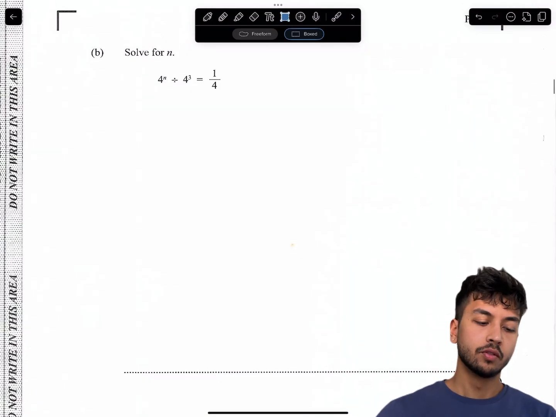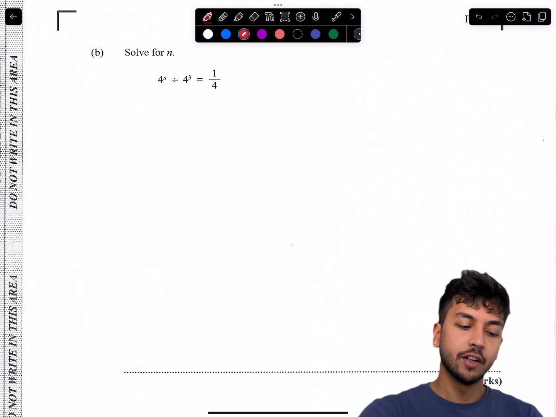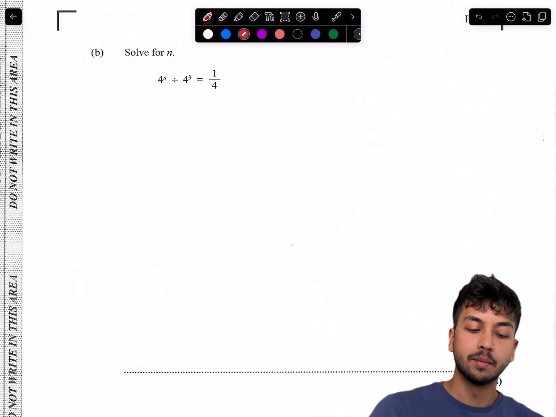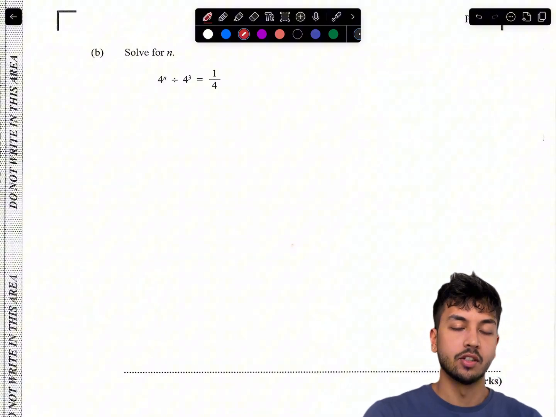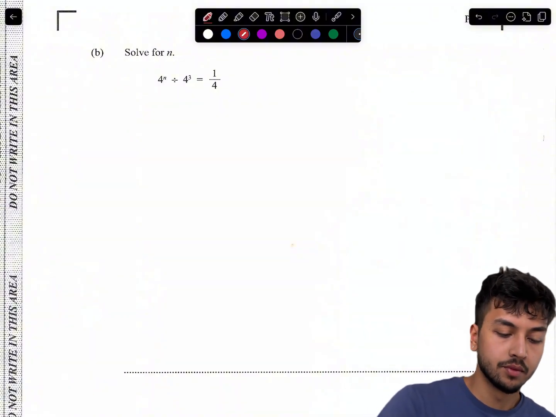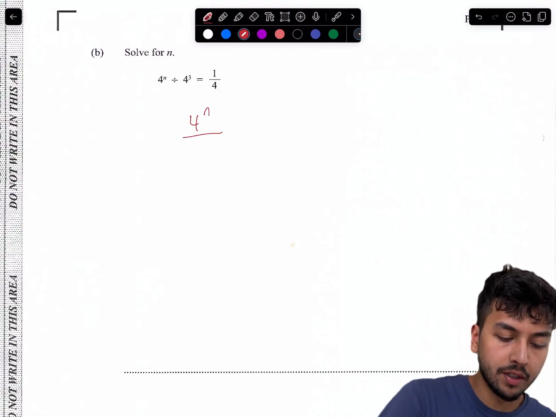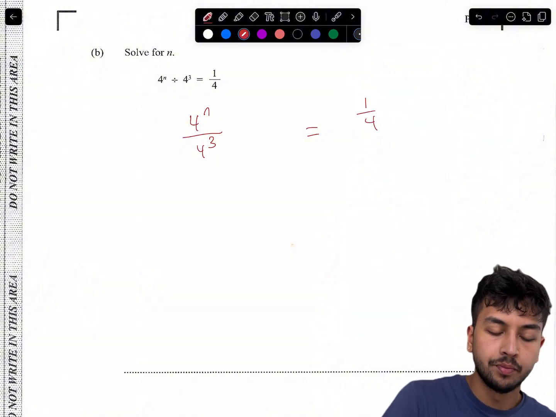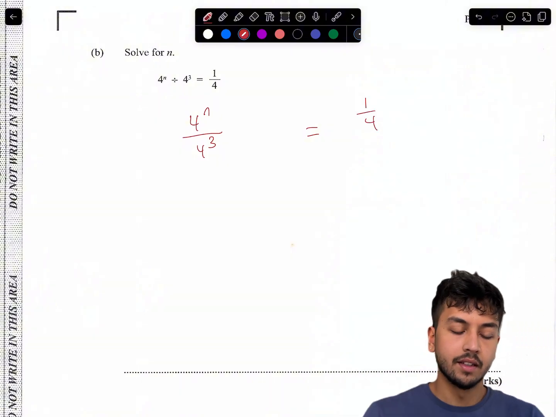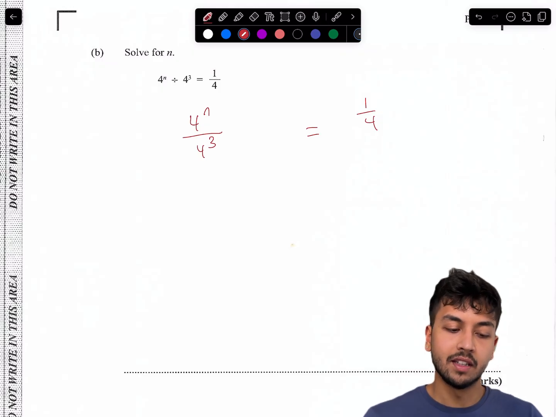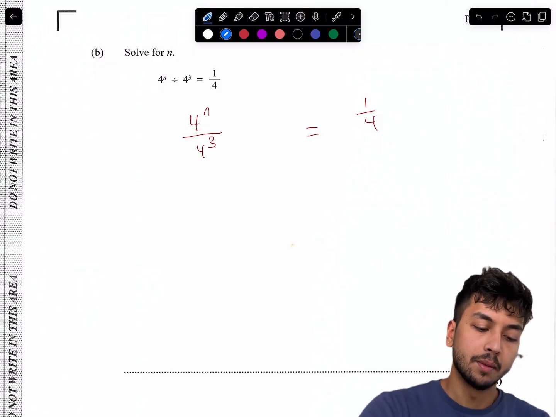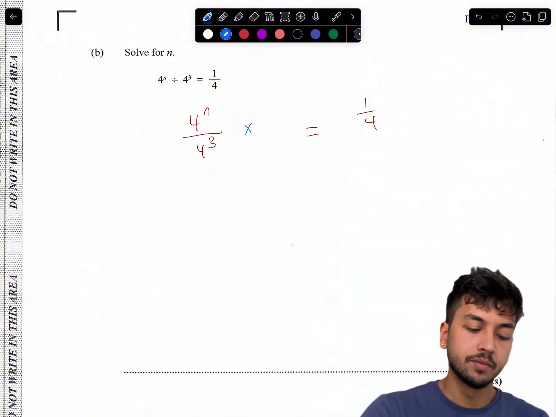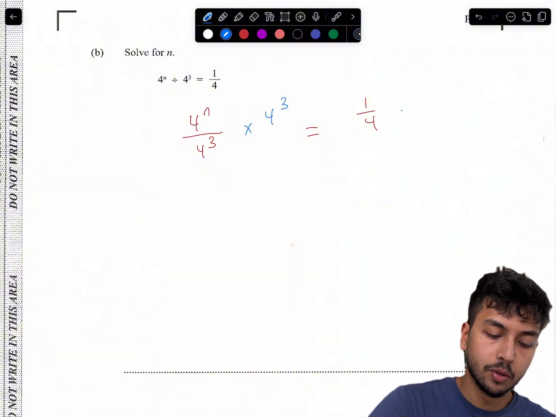Okay, so for part B, this is solve for n. And the equation is 4 to the power of n divided by 4 to the power of 3 is equal to 1 over 4. So we could write this back as 4 to the power of n over 4 to the power of 3 is equal to 1 over 4. And we want to kind of get rid of the denominator here. That might simplify things a bit. So we could multiply both sides by 4 to the power of 3. So do that on both sides.